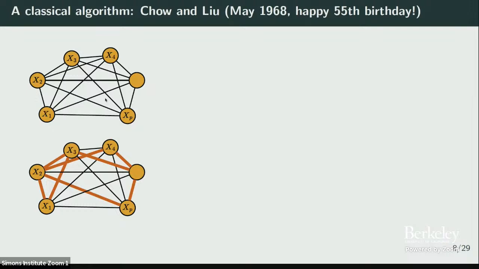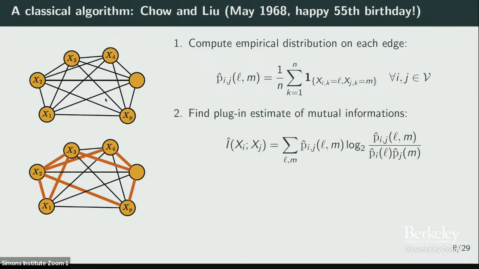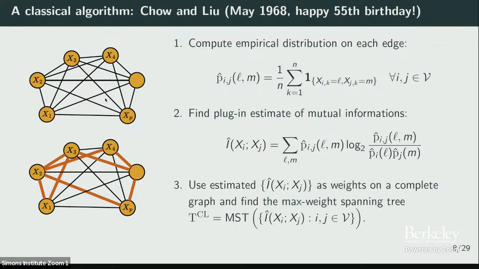Called me out. Okay, the classical algorithm for this is due to Chow and Liu, which was published in the IT Transactions in 1968. So happy 55th birthday to this paper. We should have a cake later. And it's very straightforward. You compute the empirical distribution on all pairwise variables on every potential edge, and then you plug that in to compute a plug-in estimate of the mutual information between every pair of variables, and then output the maximum weight spanning tree.